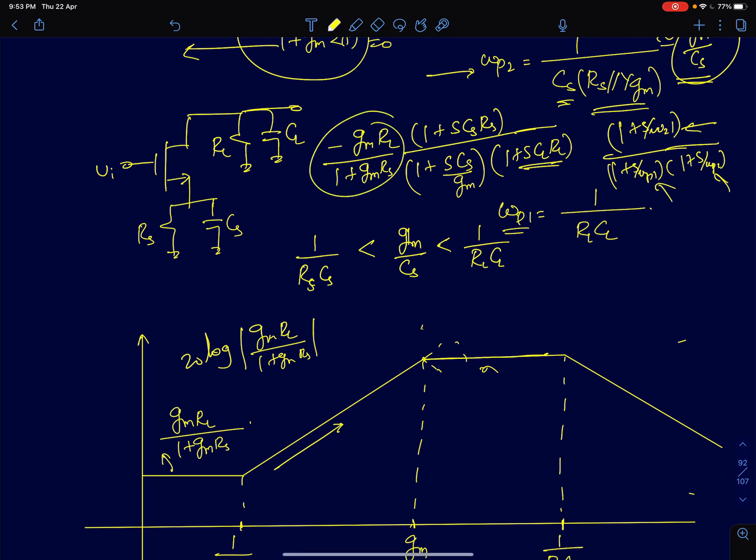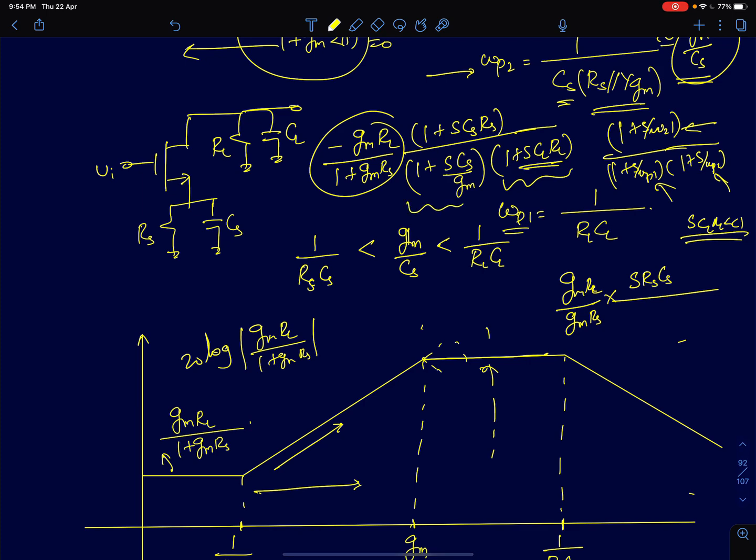So we have GMRL by 1 plus GMRS. Again, I can assume GMRS is much greater than 1, so I'll write this as GMRL upon GMRS, multiplied by 1 plus SCSRS. Now remember, we have already crossed the zero, so at this point we are way away from the zero, so I can ignore 1 and write it as SRSCS, divided by, first this term 1 plus SCLRL. We haven't approached the pole 1 by RLCL yet, so SCLRL is much less than 1. I can ignore that term and simply write it as 1.